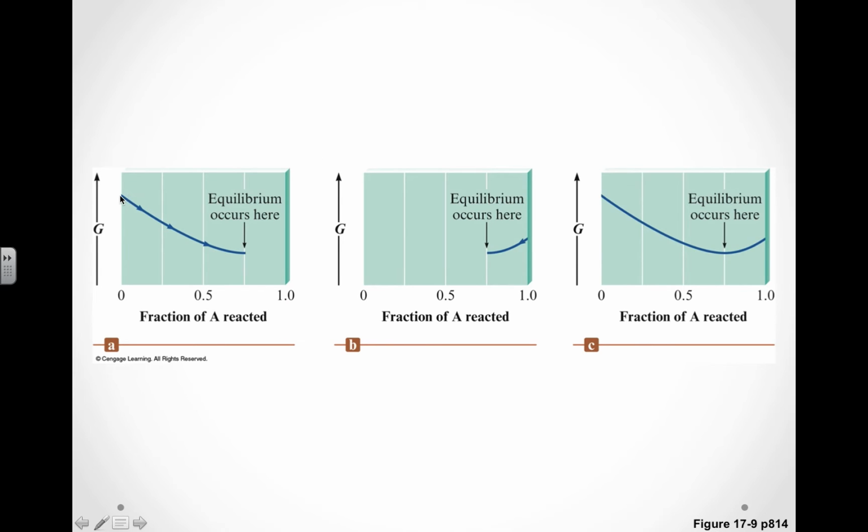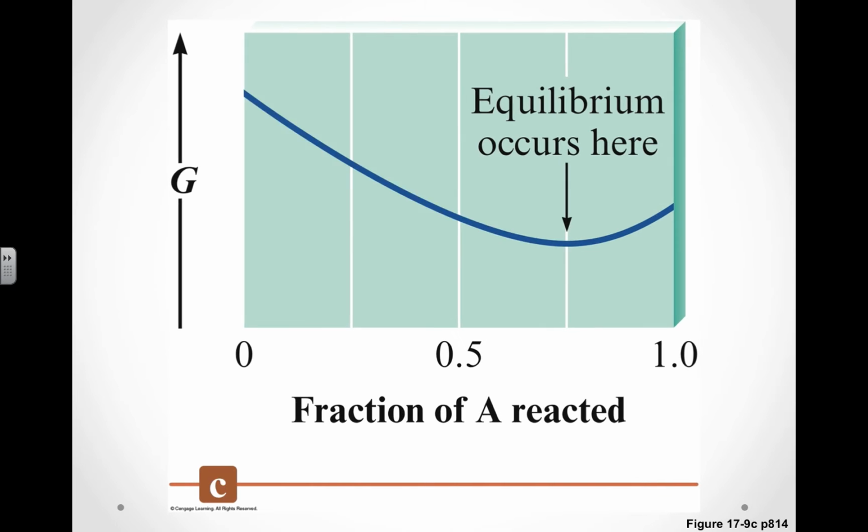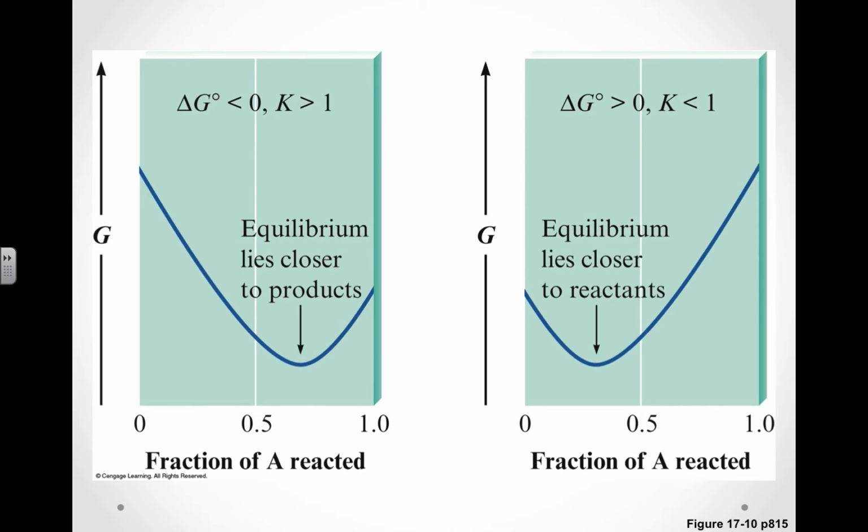Okay? So if we think about this, none of A has reacted. We have very high Gibbs free energy, and as some of A reacts, then we get more stable. And if we do it from the other side, we get more stable too. So there's a sweet spot where equilibrium occurs and Gibbs free energy is at a minimum. Now that might lie closer to the products, it might lie closer to the reactants. It depends on what it is.